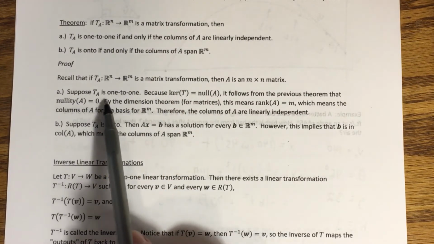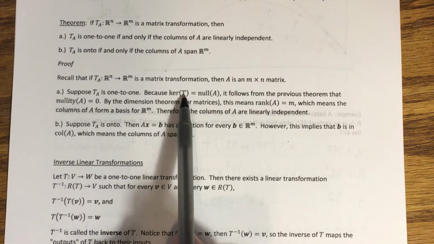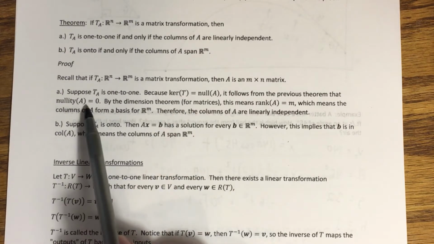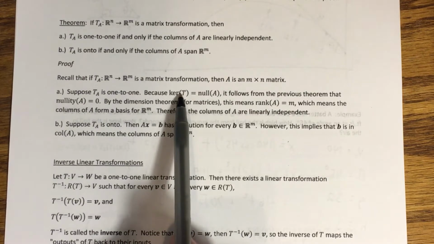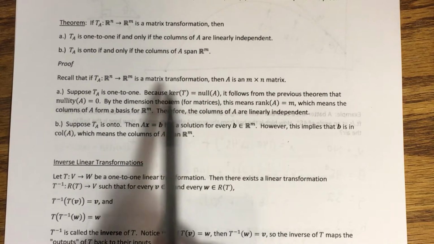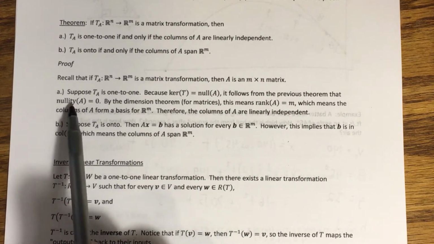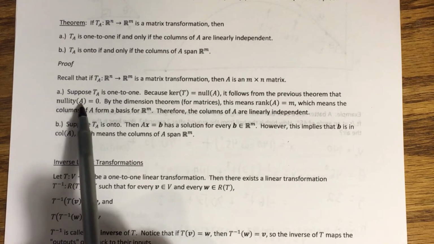But if T_A is 1-to-1, then that implies that the kernel of T has dimension 0 because it's equal to the 0 subspace, which would mean that the null space of the matrix A has dimension 0 as well, which we call the nullity of A. This is the nullity of a matrix, not the nullity of a linear transformation.